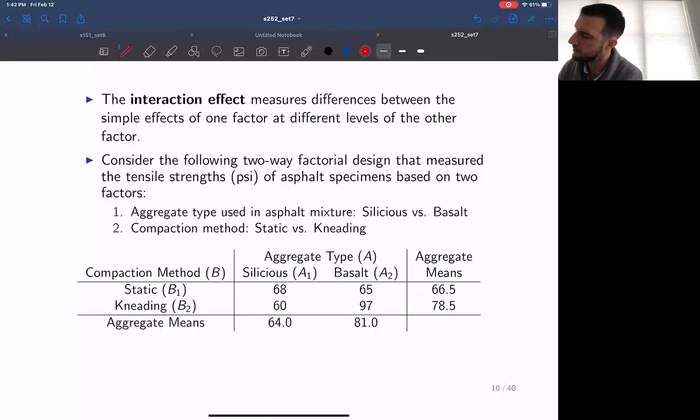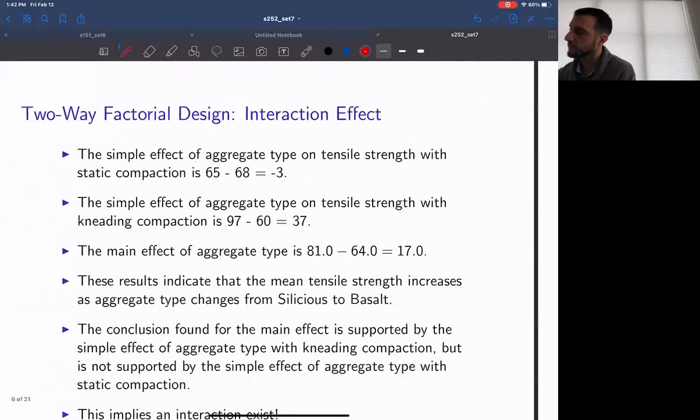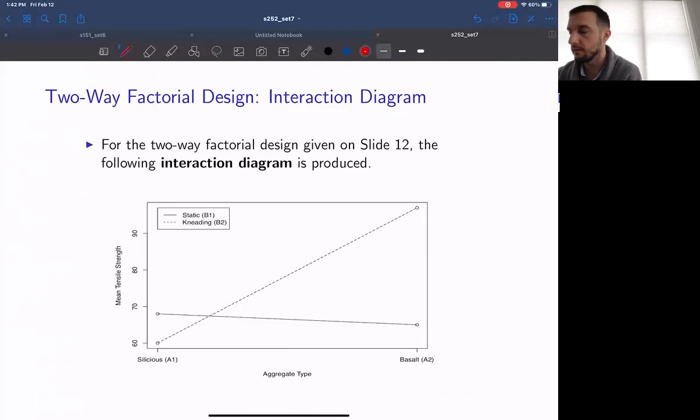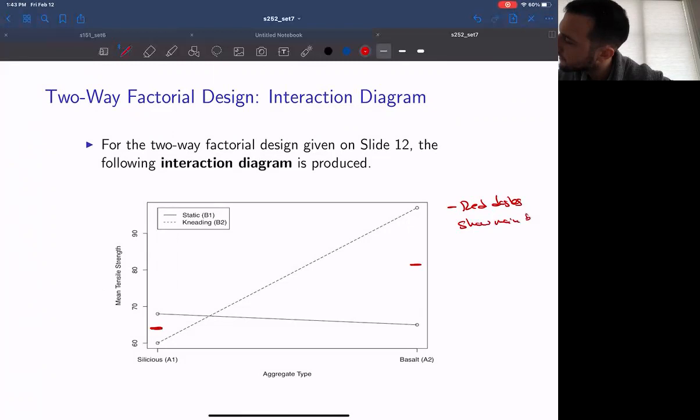So now you can see that when you move across A1 from B1 to B2, you have a decrease. But when you move across A2 from B1 to B2, you have an increase. So we have a conflicting result. If we build an interaction diagram for that study, we get the following output, okay? In this situation, the main effects are defined exactly like they were before. If we consider these two dashed lines here, red dashes show main effect for A. Because those two dashed lines are not at the same height, that indicates that we have a main effect for factor A, which just means that the mean at A2 is different from the mean at A1.